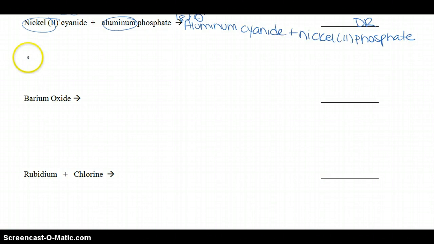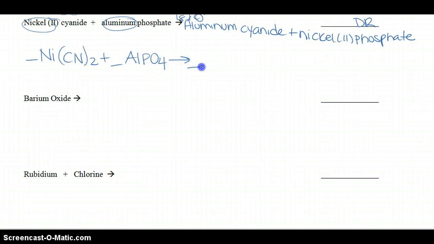Then we go in and we write our formulas. Nickel's +2, cyanide is -1. Aluminum is +3, phosphate is -3. Aluminum is +3, cyanide is -1. Nickel is +2, and phosphate is -3.